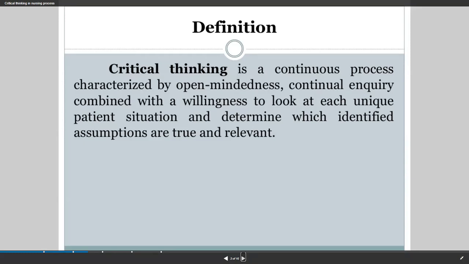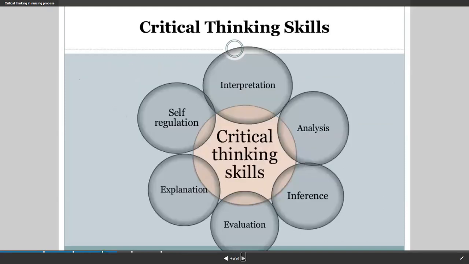Continual inquiry combined with a willingness to look at each unique patient. You know that each patient is unique, you've heard about it, but when you do critical thinking, you have to keep in mind that each patient is different, and though the complaints will be similar, their cause, their length of recovery, everything differs. So you have to think critically about all the information you get from each person, and determine which identified assumptions are true and relevant. So this is the definition.